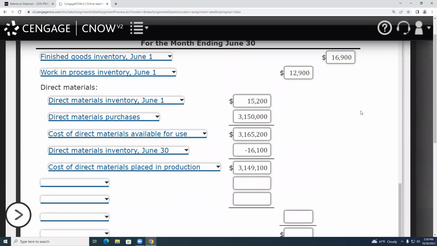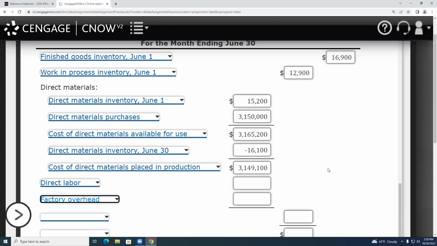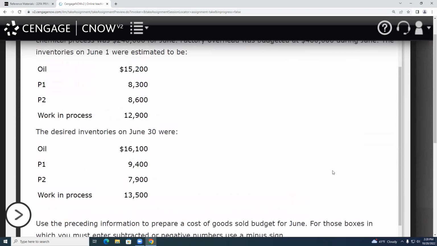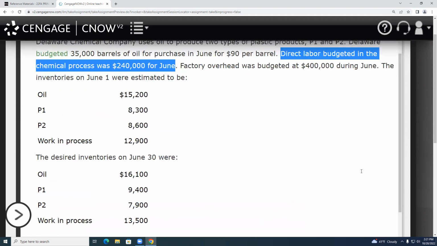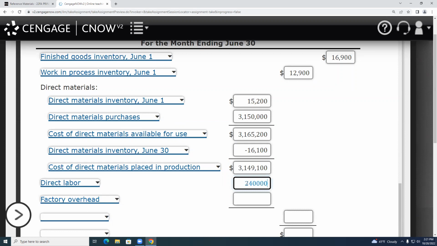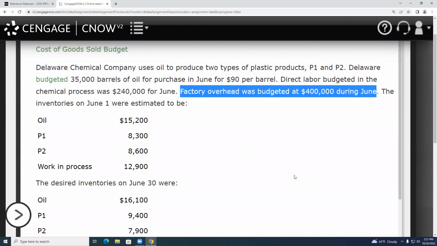So now that I've done that, let me just recap what we did. In the work in process inventory account, we started with $12,900 in there. That carried over from May. During the month, we plan to add another $3,149,100 worth of direct materials. And we're going to add direct labor and overhead. So how much direct labor? It tells us right here, direct labor budgeted in the chemical process was $240,000 for June. So we're going to add that. How much overhead? Factory overhead was budgeted at $400,000 during June.